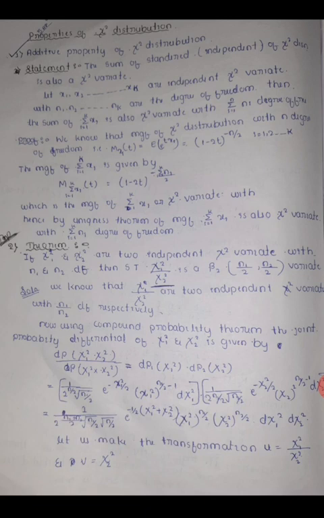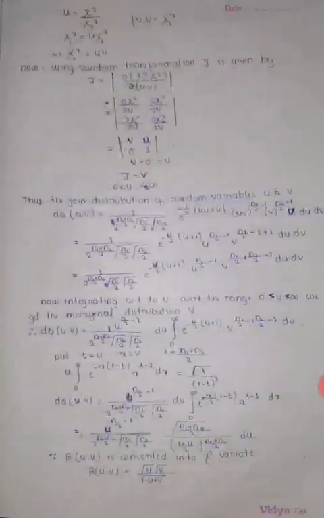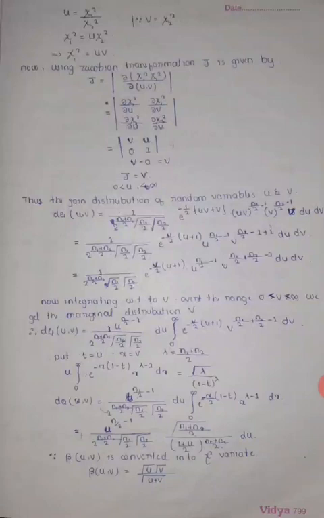Now let us consider the transformation u equal to chi1 square by chi2 square and phi equal to chi2 square. Therefore u is equal to chi1 square upon chi2 square. Since phi is equal to chi2 square, therefore chi1 square is equal to u into chi2 square. That is, chi1 square is equal to u into phi, since phi is equal to chi2 square.